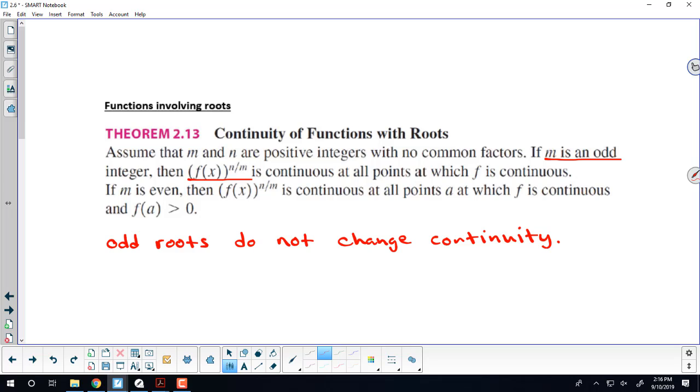That's basically what that's saying. But if m is even, then we're taking an even root of a function, then it's continuous at all points, continuous where f is continuous and f has to be larger than 0.